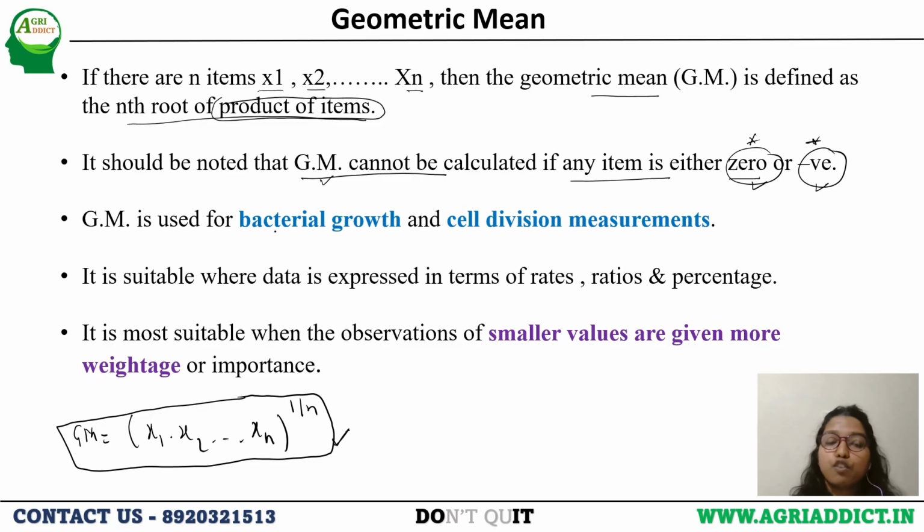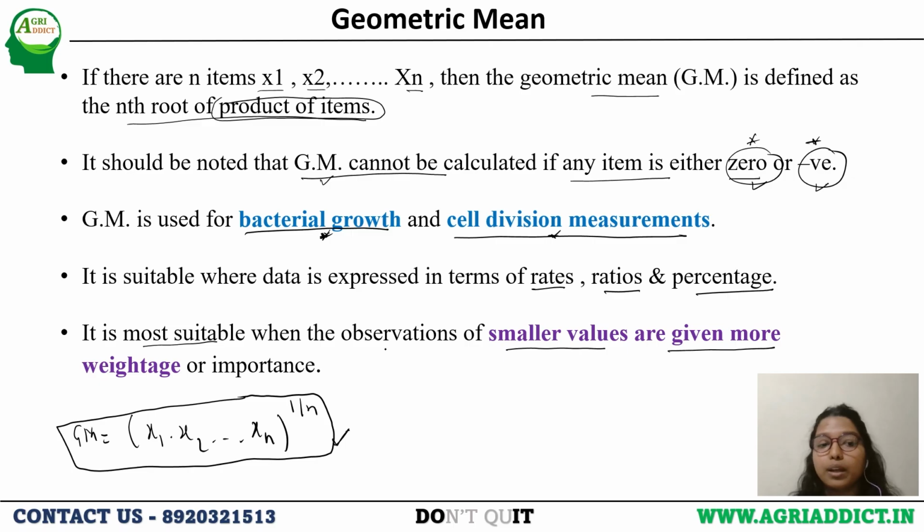Geometric mean is used for bacterial growth and cell division measurements. This is very important. Generally, we use geometric mean for calculating bacterial growth and cell division measurements. It is suitable where data is expressed in terms of rates, ratios, and percentages. It is most suitable when observations of smaller values are given more importance or weightage.